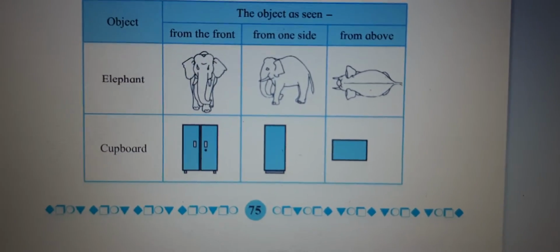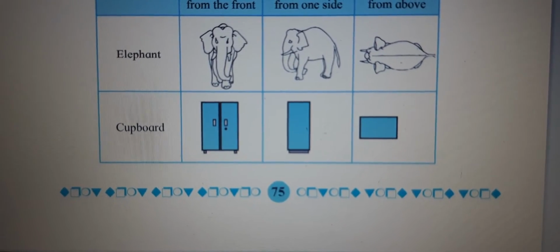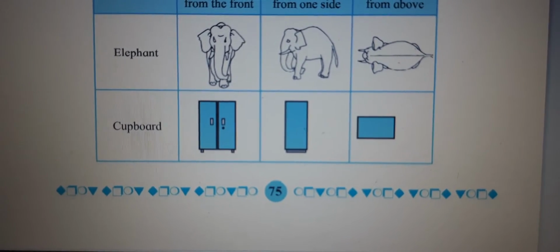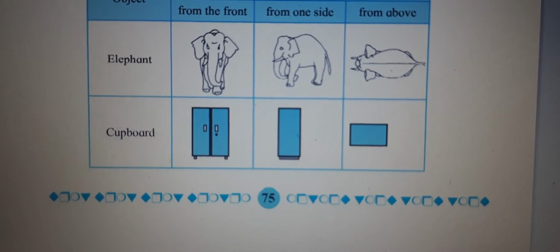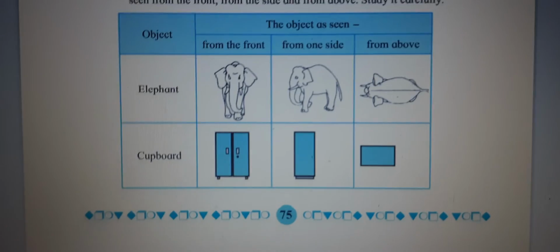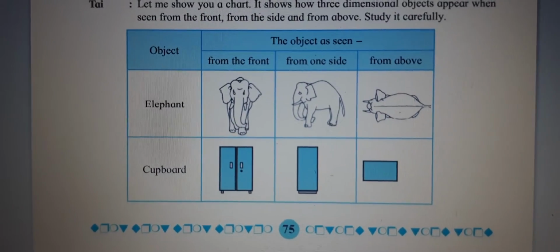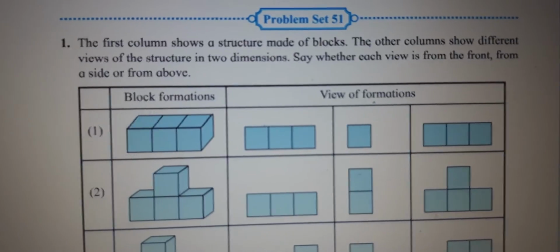Look at the second example, the cupboard. You can see from the front that it has two doors. It looks flat, right? From the side you can see only one rectangle, and from above also you can see a small rectangle. So this is how a three-dimensional object, when viewed from different angles, can be seen, as it has length, breadth and height, or length, width and height.